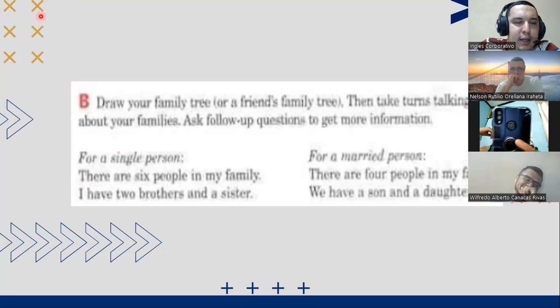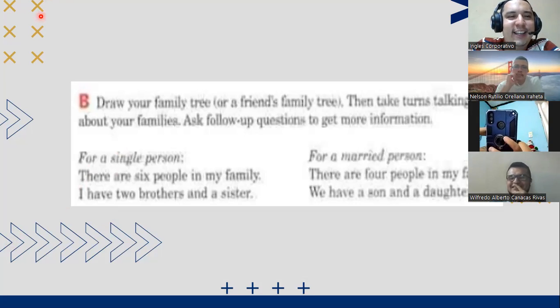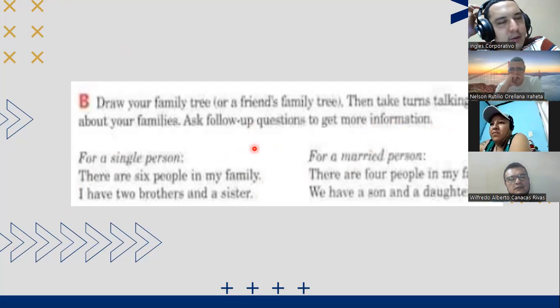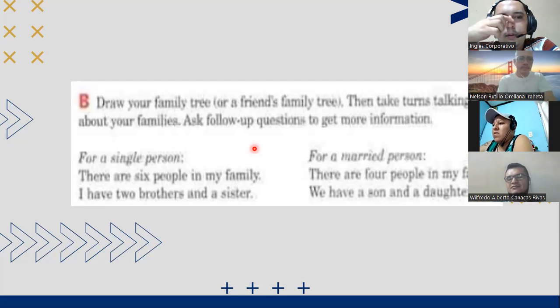Sorry, Wilfredo. Repeat, don't worry, I'm going to repeat for you, thank you. Okay, Wilfredo, I don't know how many members your family has. I don't know if you have children, kids. Yes, I have two. Do you have two kids? I have two kids. Child, you were saying.